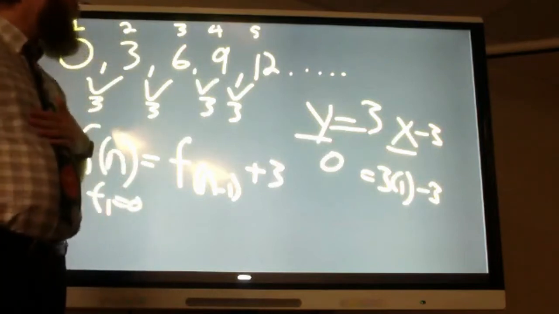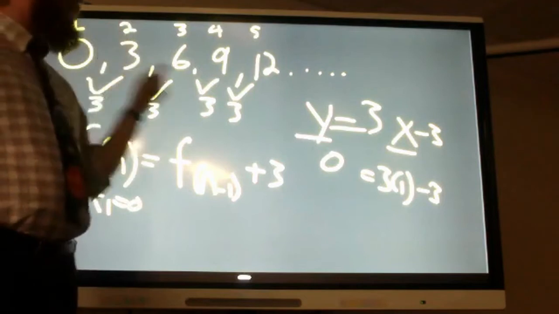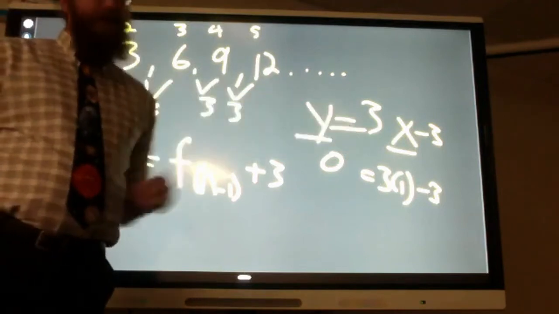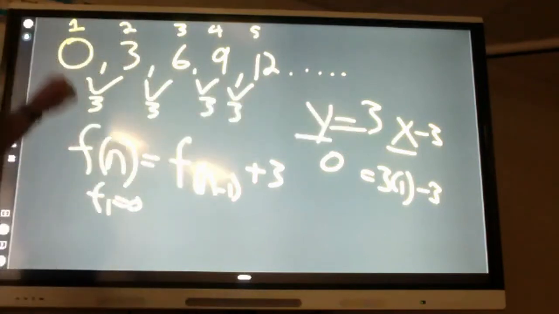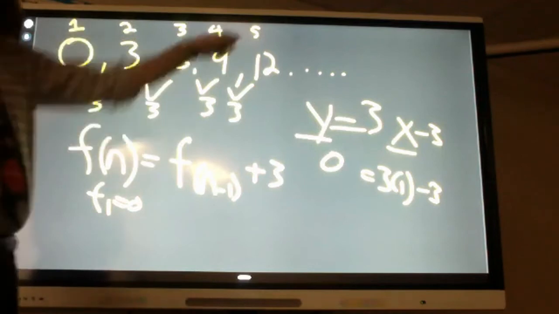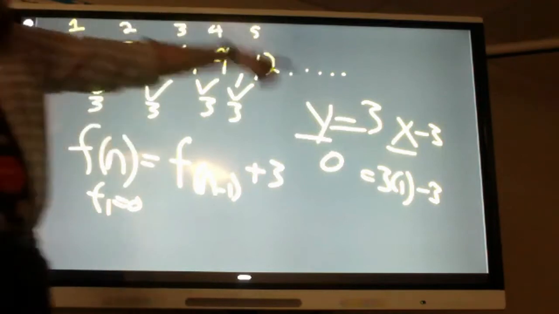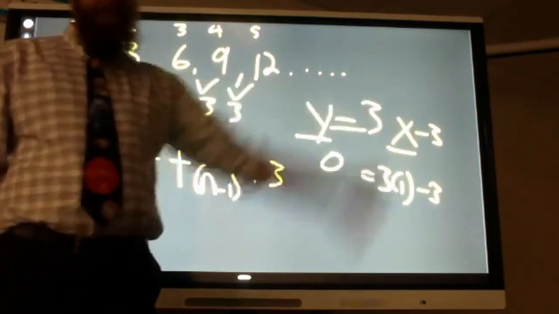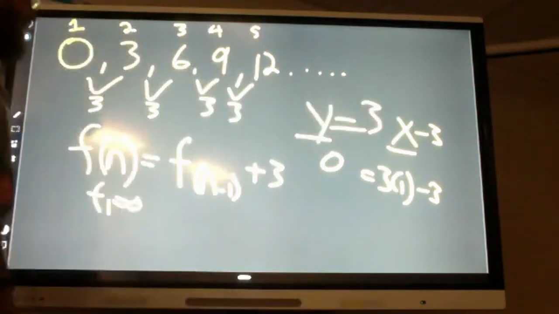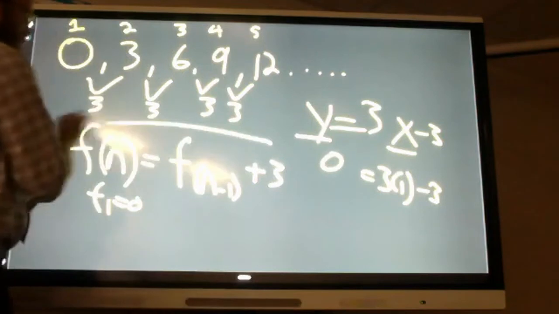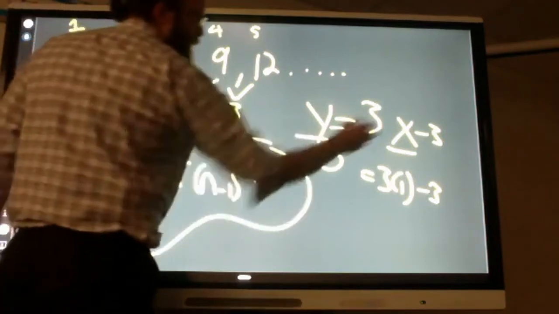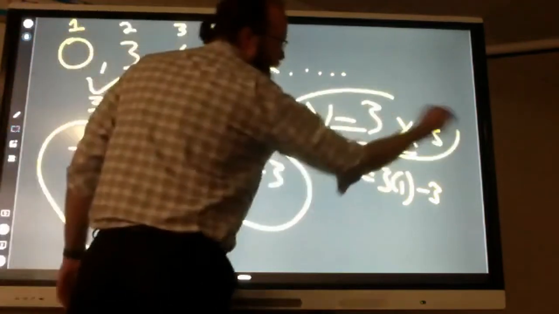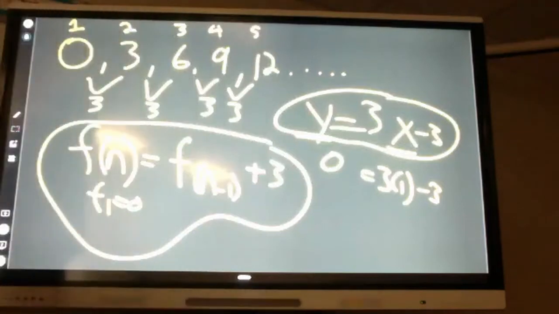And let's see if that works. For step 2, we have 3. Plug in a 2 over here. 3 times 2 is 6, minus 3 is 3. That is correct. Let's try that with 5. 5 times 3 is 15. 15 minus 3 is 12. So we've successfully written our recursive equation and our explicit equation, and they work for all values.